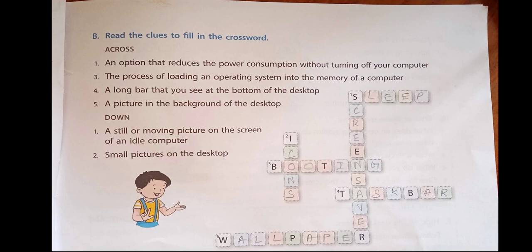Then the long bar that you see in the bottom of the desktop, which is the fourth option, is the taskbar. You can see here TASKBAR, taskbar. Then the fifth one, the picture in the background of the desktop. What is that? Wallpaper. You can see here WALLPAPER, wallpaper.